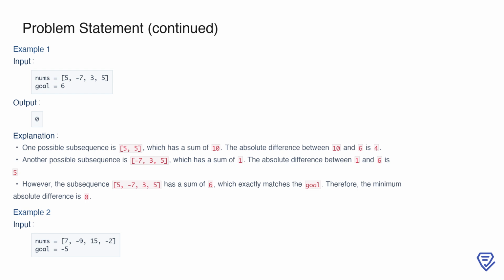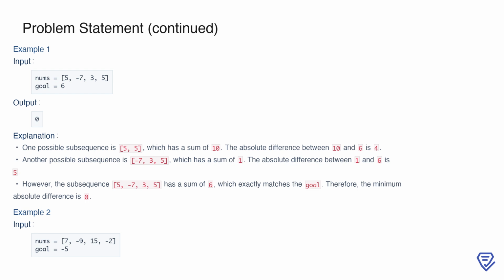Let's look at the first example to understand this problem better. Here, the input array is nums equals 5, -7, 3, 5, and the goal is 6. One possible subsequence is 5, 5, which sums to 10. The absolute difference between 10 and 6 is 4. Another option is -7, 3, 5, which sums to 1, giving an absolute difference of 5. However, the subsequence 5, -7, 3, 5 matches the goal exactly, as its sum is 6. Since the absolute difference is 0, which is the smallest possible, the output for this example is 0.